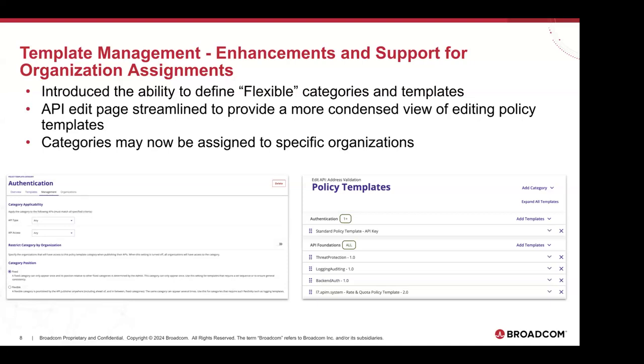We've also updated the UI to condense the view a bit. I think some of the feedback we had from the last version was that it was a little hard to see all the policies that were associated with an API in a single view, right? It's kind of spaced out, and then you had to do a lot of scrolling. So we've condensed that view a bit to hopefully make that easier to read and easier to see. We've also added the ability to have categories associated to specific organizations. So if you want to have a different set of policies that apply only to a specific organization, or category rather, you can now create categories and only make them visible to organizations that you choose.